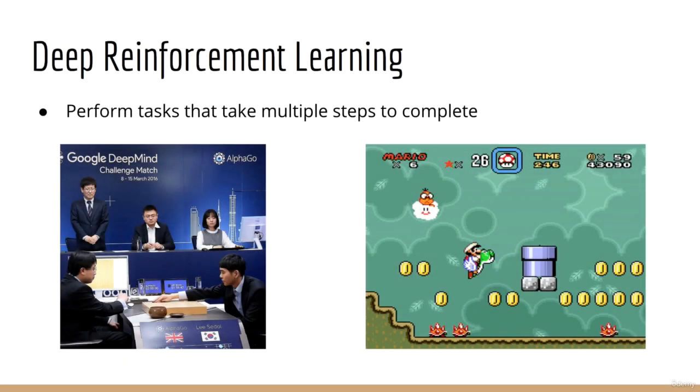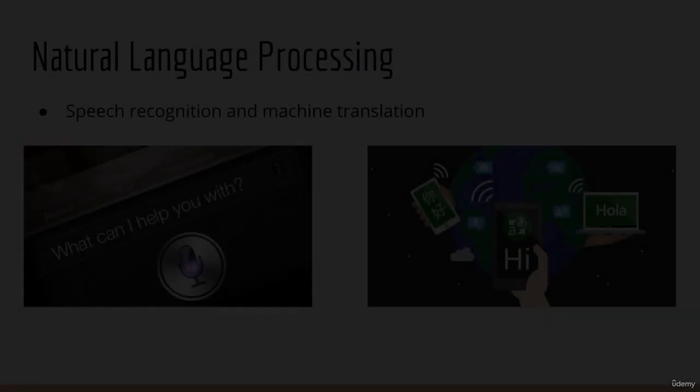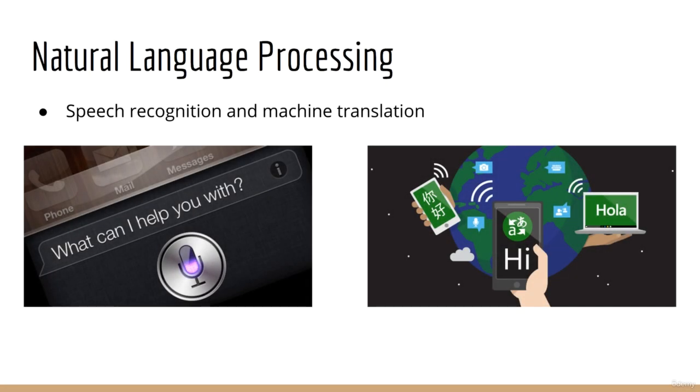Deep learning has been applied in the field of reinforcement learning, which excels at tasks that take multiple steps to complete, like playing a video game. Deep reinforcement learning agents have beat world champions in the strategy game Go and in modern video games such as CSGO and Dota 2. These are things we wouldn't have dreamed of just 10 years ago. Of course, if that's not enough, we still have more.